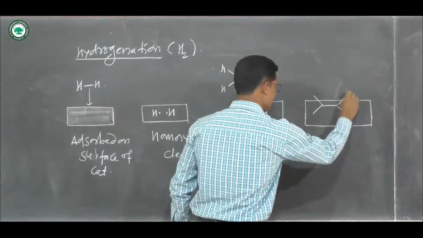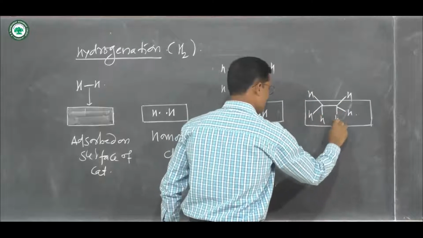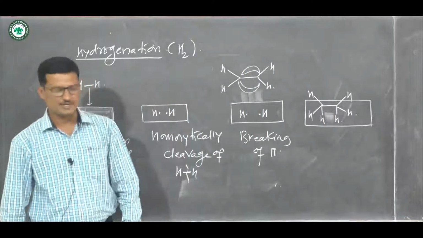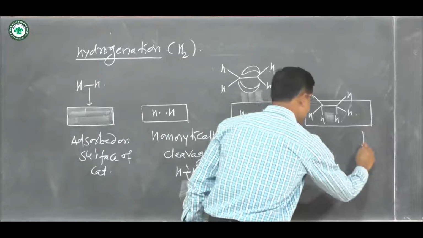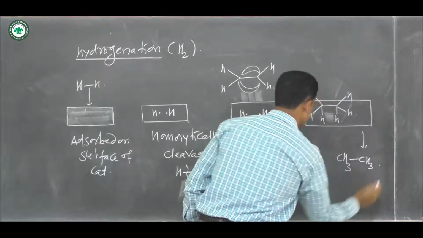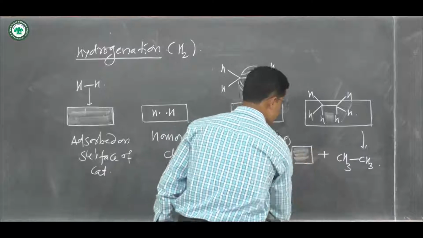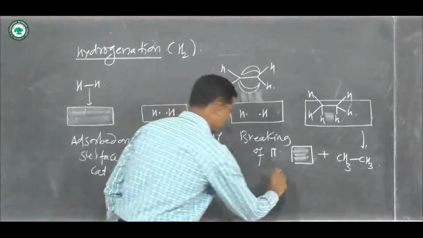Suppose we take this type of alkene, and both the hydrogens are transferred from the same side to the alkene, and then in last case we get your product. This is your product, and here we remove the catalyst, or the catalyst is called a dispersion of catalyst.